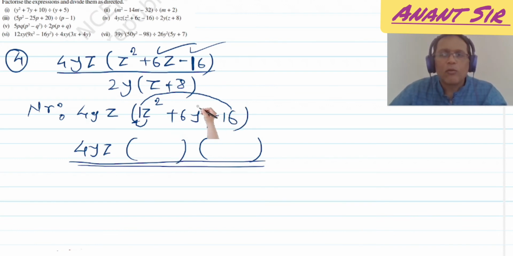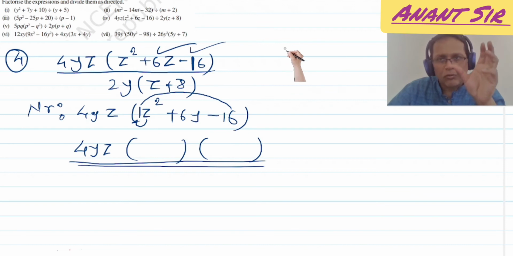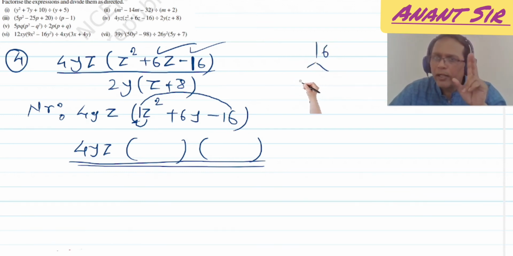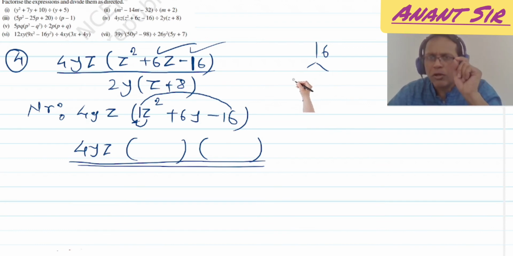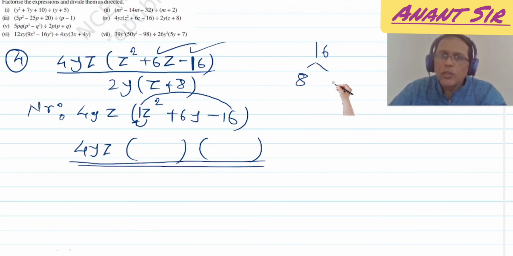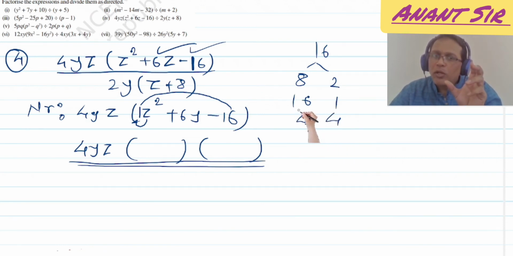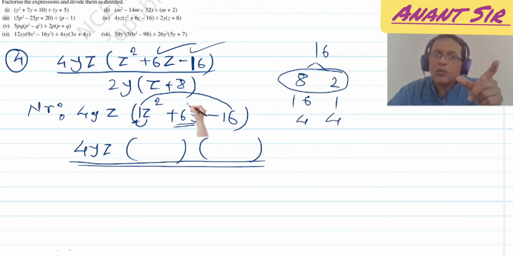So now, what were the steps? We used to multiply the first and last term, right? So we have to do that only. 16 ones are 16. So we have to find the pairs only. What is our main pair? So 8 twos are 16, 16 ones are 16, 4 fours are 16. That pair is important to us. If you add or subtract the terms in that pair, we should get the middle term, right? So 8 and 2 will be our answer, because 8 minus 2 will be 6. Forget the other pairs now.